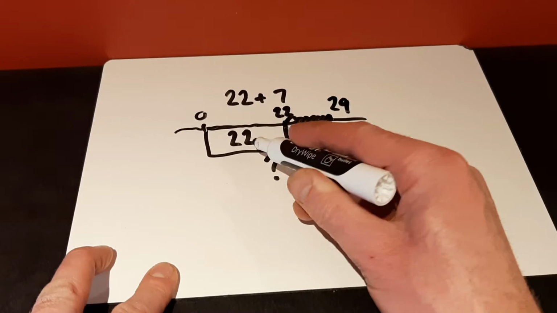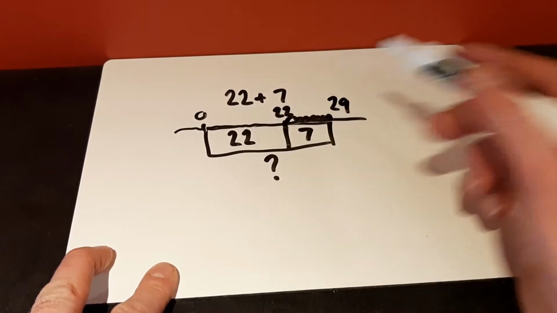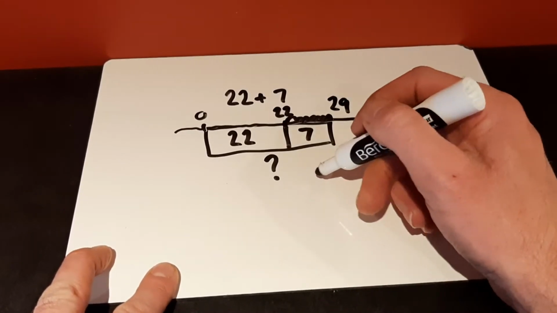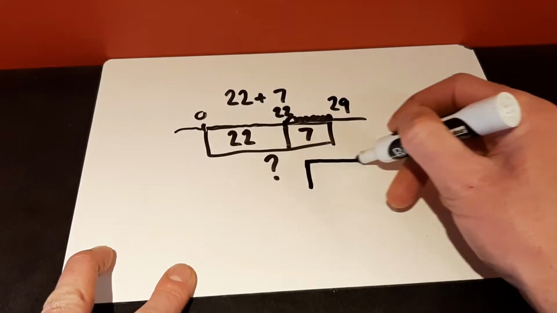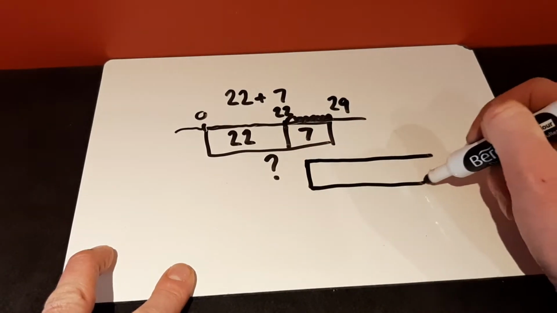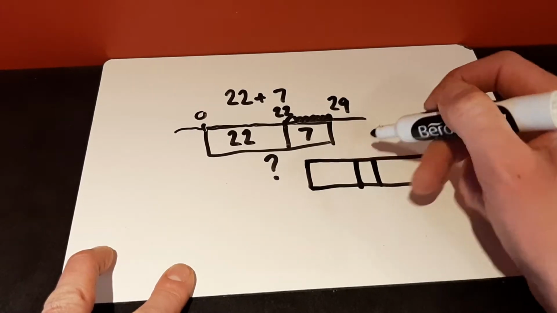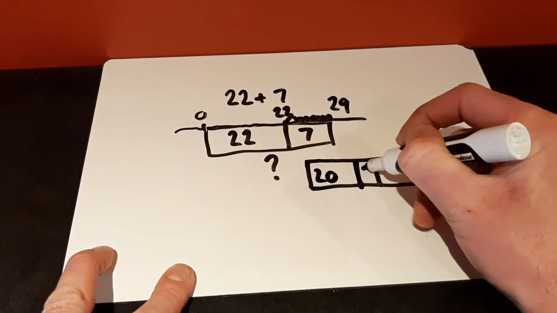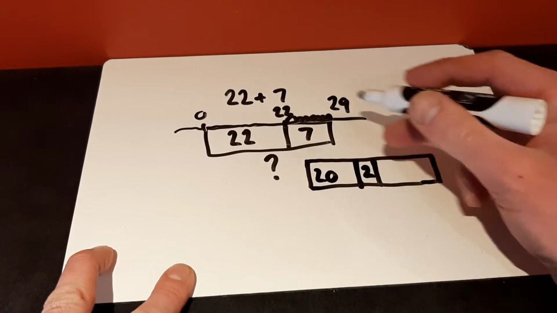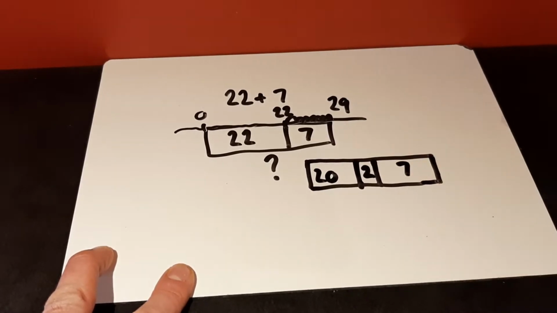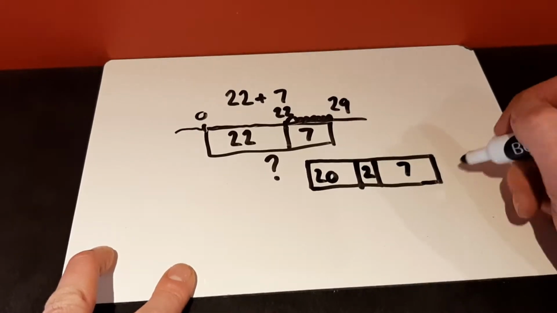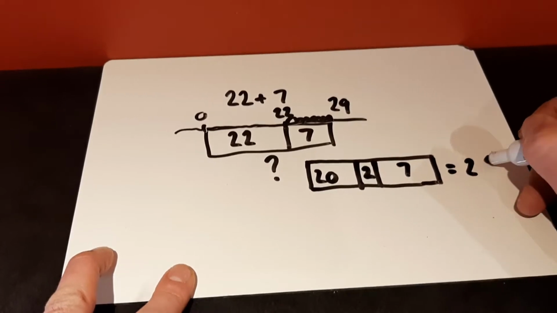You can also combine the ones. 7 add 2 is 9, add the 20, so it could be drawn like this. So you can split 22 into 20 and a 2, and then you can add the 7 on. You can do it that way to still get to the same answer of 29.